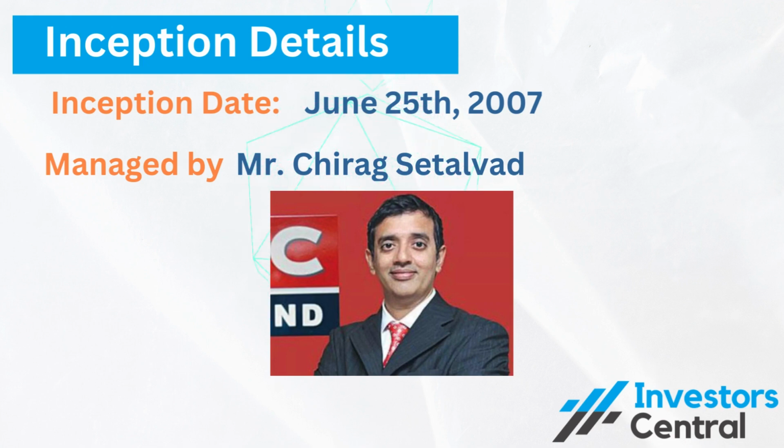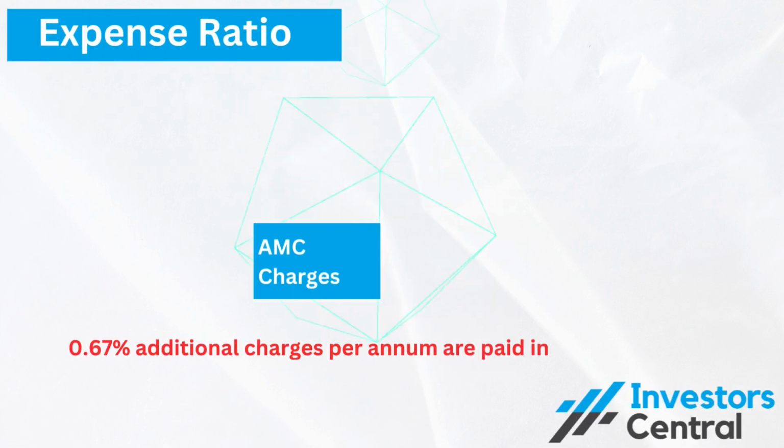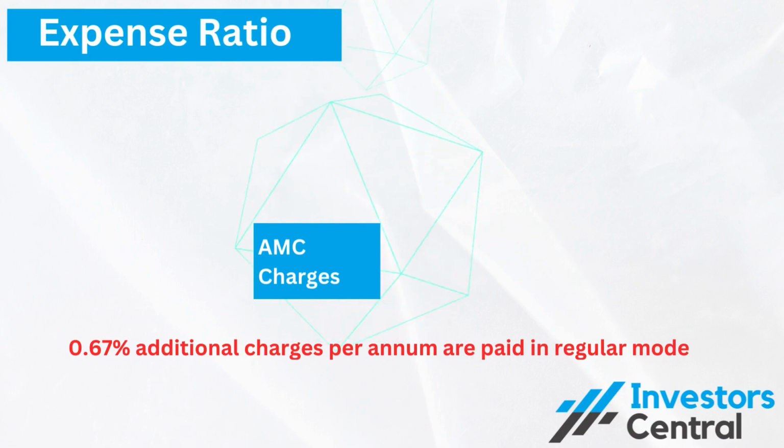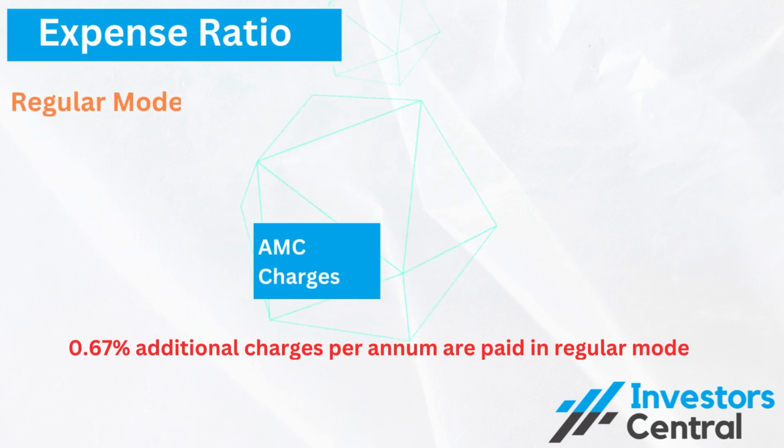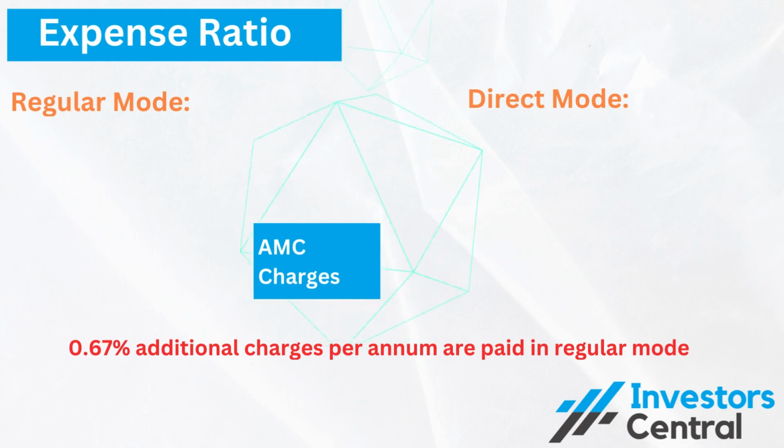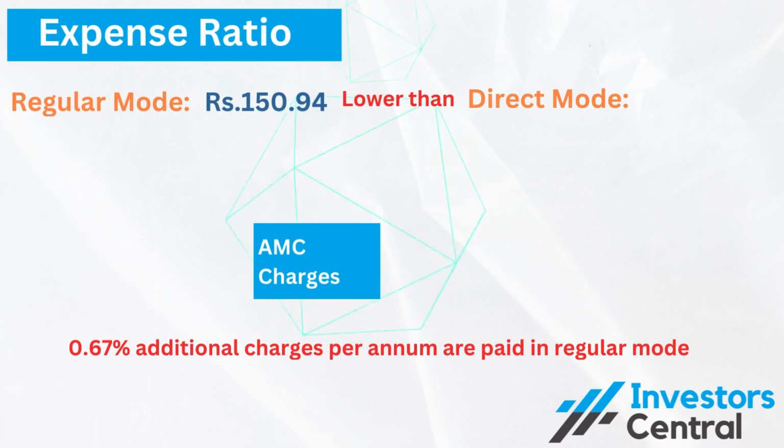Now let us check an interesting topic, that is regarding the charges of this fund. If we see here, there are two modes of investments to invest in this fund. One is regular and another one is direct. Also, we can observe that the NAV of any mutual fund in regular mode, that is the price of the mutual fund in regular mode, is always lower than the price of the mutual fund in direct mode. In case of this fund also, we can see that the NAV of HDFC Midcap Opportunities Fund in regular mode is 150.94 and the NAV of the same fund in direct mode is 164.65.